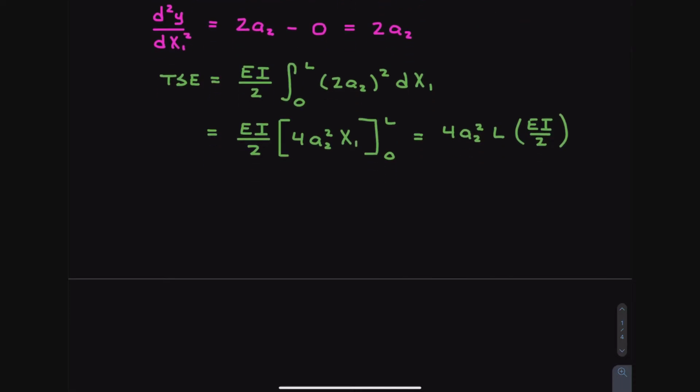So I'm going to come down here and say, all right, well, our total strain energy, my TSE, it's equal to, I see I got a 4 at the top, I got a 2 at the bottom. Therefore, this will simplify into 2. A2 squared, well, that just stays A2 squared. L is just L, so I'm going to have L. And then at the end, I have an EI. So there is my answer right there, ladies and gentlemen.